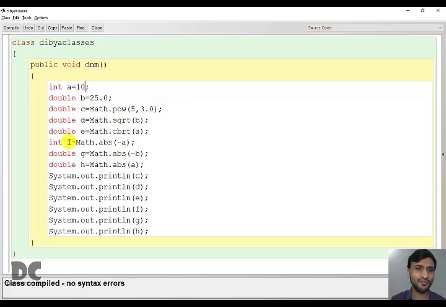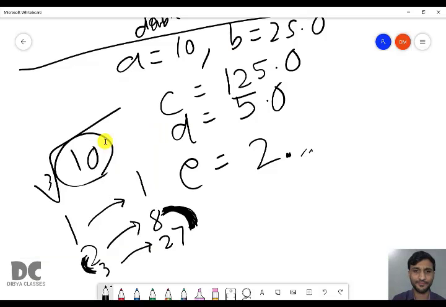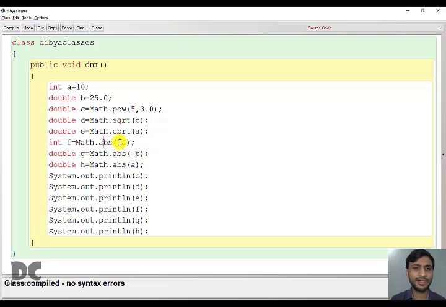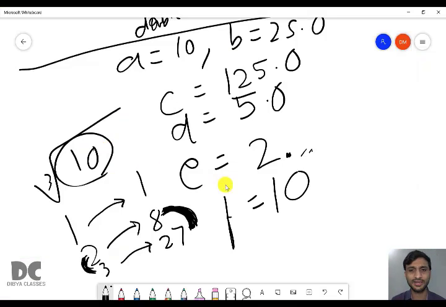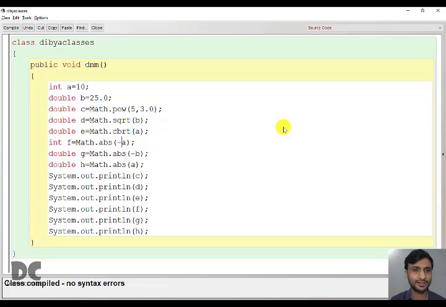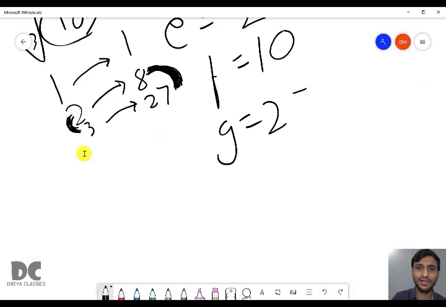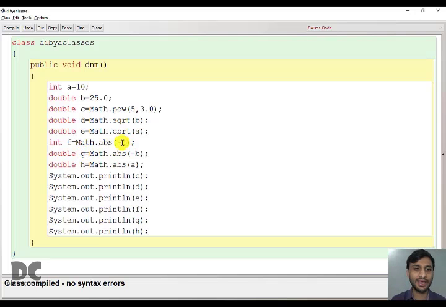Okay. Then we have to find F. Math.abs of minus of A. What is that? A is 10, means minus 10. So we'll get the answer as 10. Absolute. The magnitude is 10. Next, G. Math.abs of minus B means minus 25.0. So we'll get the answer as only 25.0. See, A was int, therefore I have taken int. B is double, therefore I have taken double. Again, Math.abs of A is 10, means you will get 10 only.